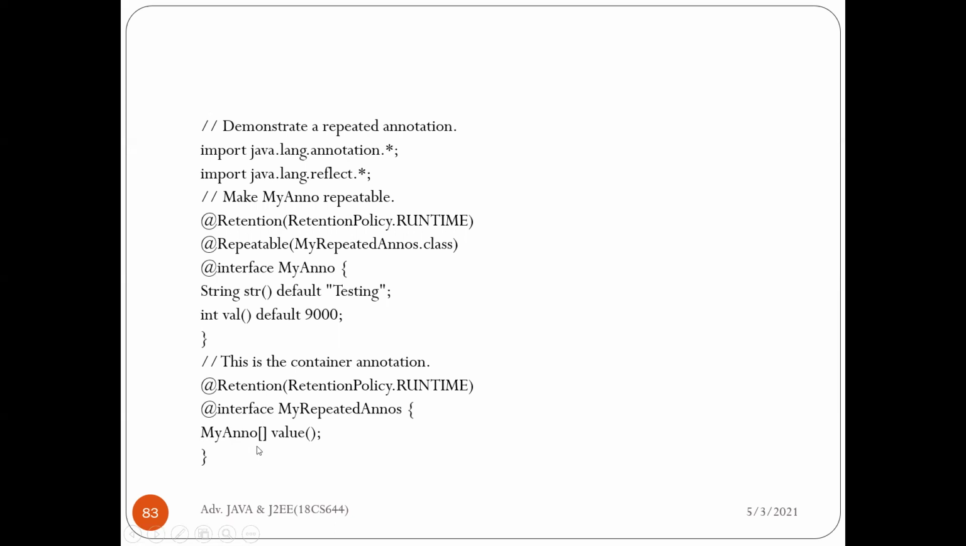Which means that if we want to repeat the annotation multiple times, instead an array is used. If an array of the annotation type is used, then we can supply any number of values. So using this particular MyAnno array, we can apply that particular annotation multiple times. And this is called a repeated annotation.